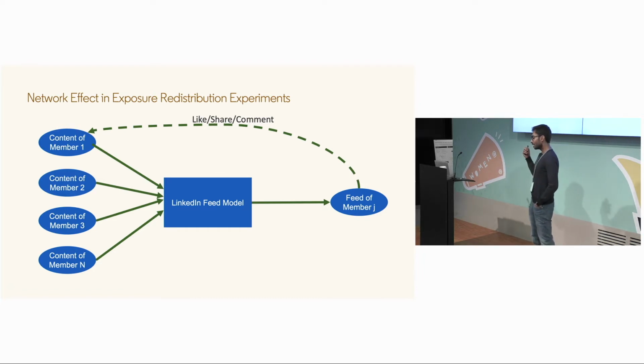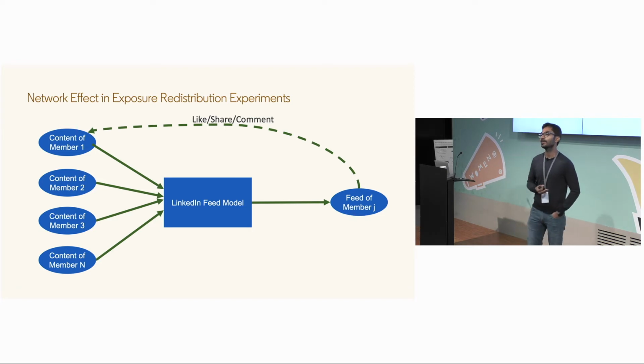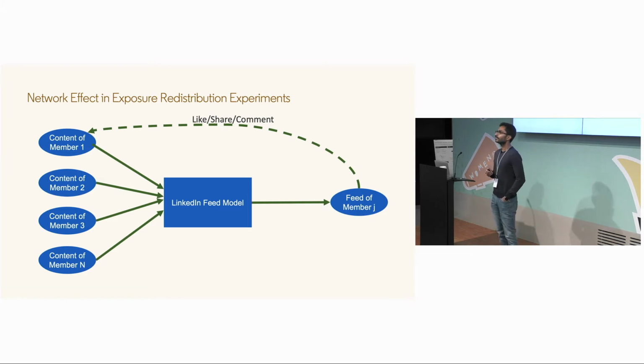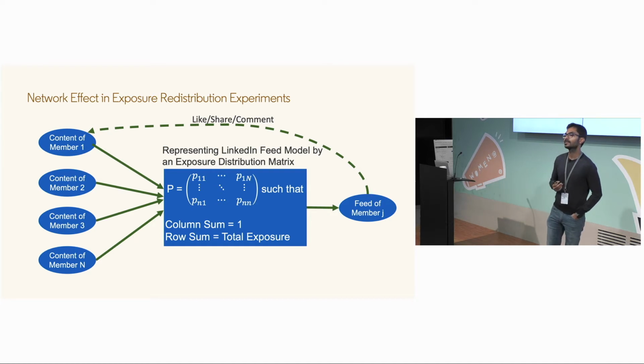If a creator has more viewers, they are going to get more likes, shares, and comments, so they might be more encouraged to create more content, right? So we can think of the feed model as an exposure distribution model, which is, in some sense, distributing the exposure of a creator among the viewers.